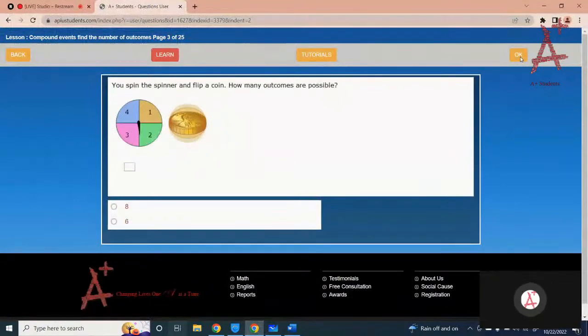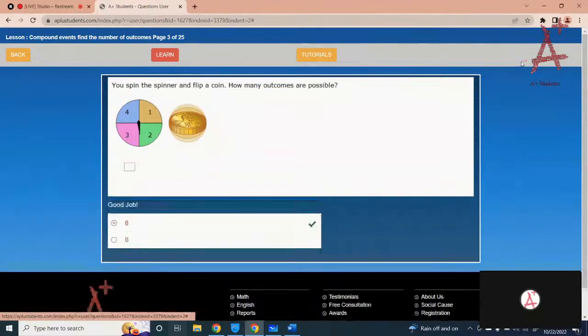Okay, the next one is you spin the spinner and flip a coin. How many outcomes are possible? So on the spinner you have four options, and on the coin you have two. So the total outcomes are 4 times 2, and that makes 8. Got it? So select the correct option and then click on the OK button.